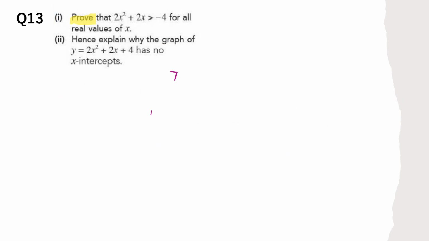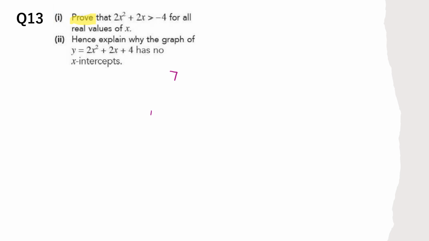Okay, let's look at the next question. Part i. Prove that 2x squared plus 2x is greater than negative 4 for all real values of x. So here again, if you're asked to prove or explain or show, you can't write things like b squared minus 4ac is more than 0, b squared minus 4ac equals 0, b squared minus 4ac is less than 0, and so on and so forth. You can't do that. Okay?